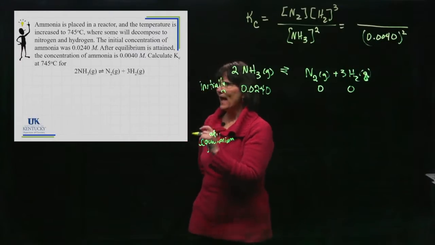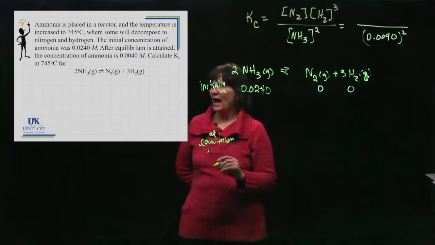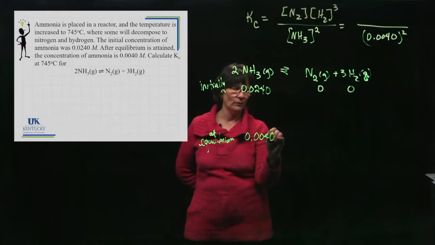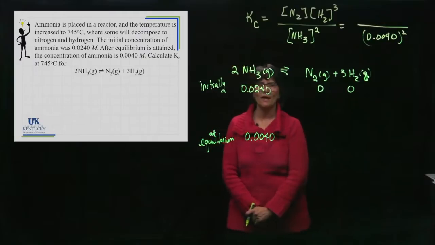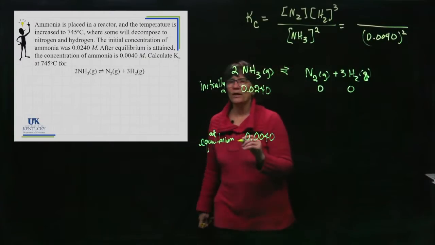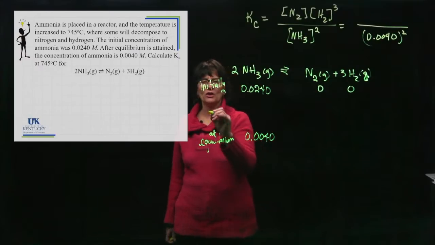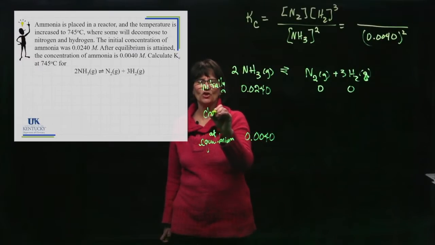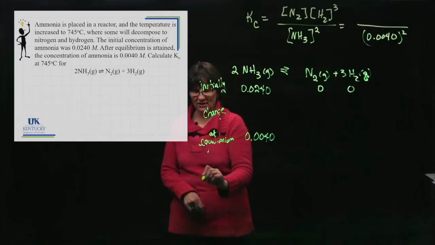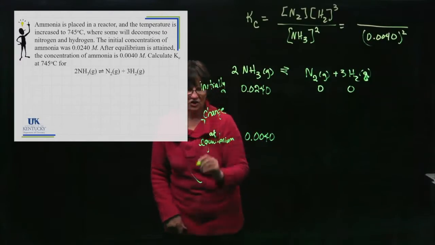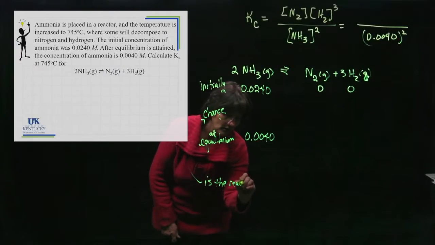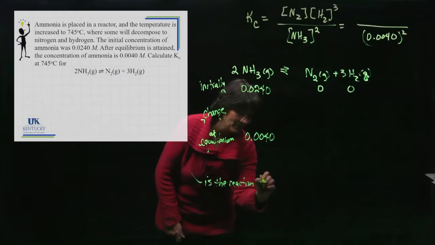Well, they tell me at equilibrium I have 0.0040, right? They tell me how much I have there, and that's all they tell me. I am going to use this information to see what kind of change took place. The change is the reaction taking place. I'll write that down: this change is the reaction taking place.